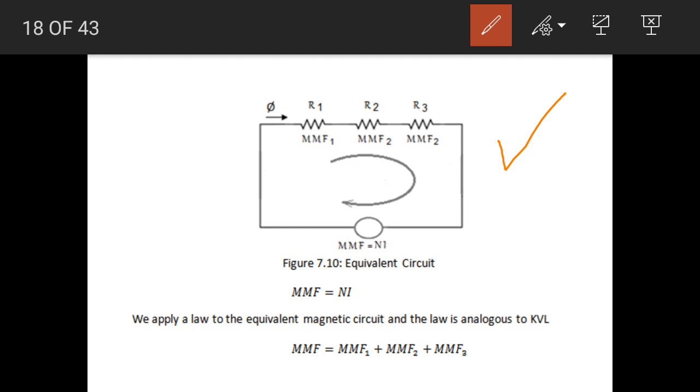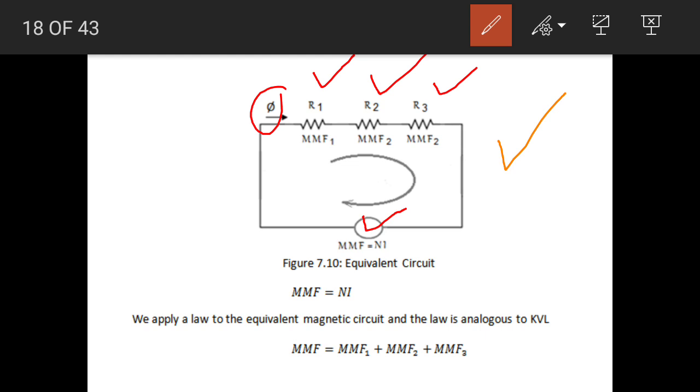So you see the source, which is represented by this circle, will represent MMF, and MMF in this particular case will be equal to Ni. The reluctance of the first material is represented by R1, the reluctance of the second material is represented by R2, and the reluctance of material number 3 is represented by R3. And you see the same magnetic flux will flow through this series magnetic circuit.